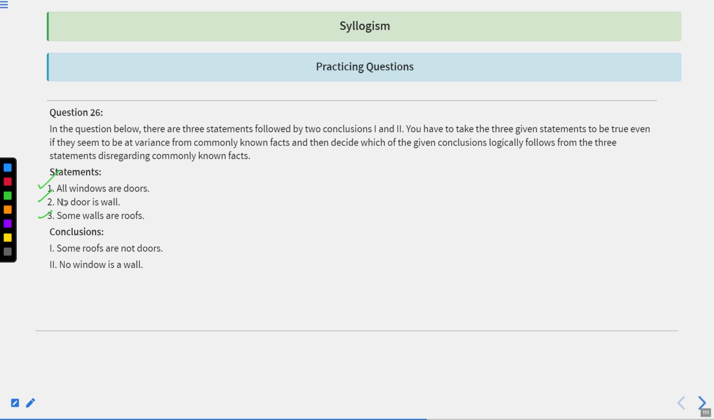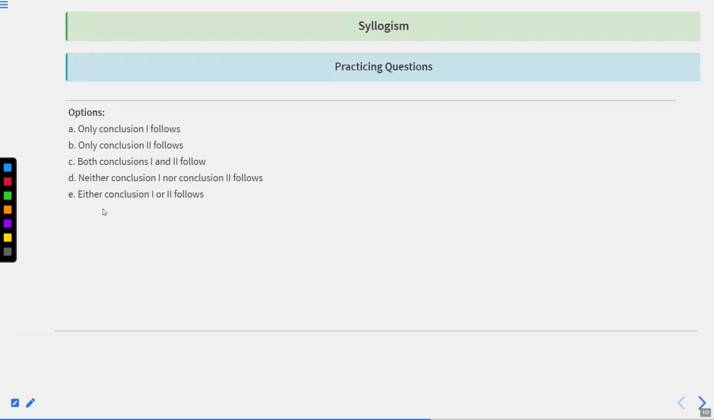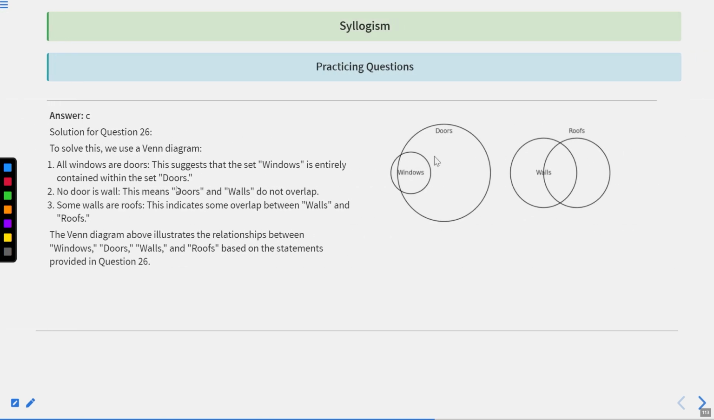Okay, my dear students, I suppose you have drawn the Venn diagram where one circle is representing windows, another doors, another is representing the walls, and the fourth one is representing the roofs. Now, as you have drawn the Venn diagram, we will directly push forward and understand whether this particular Venn diagram, which is representing doors, windows, walls and roofs, is correct or not.